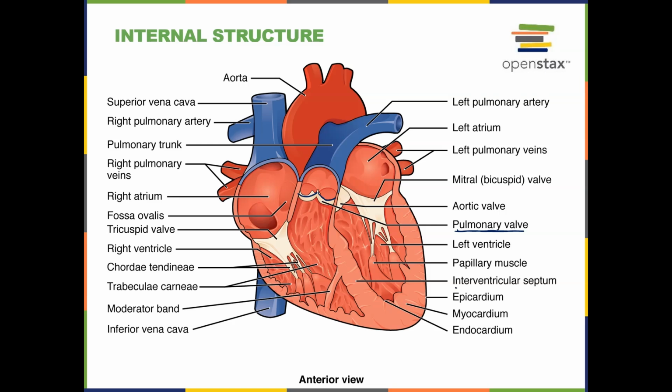Another structure we can see here is the interventricular septum, this muscular wall separating the right and the left ventricles. Fossa ovalis, oval shaped depression in the surface of the right atrium, a remnant from a structure known as the foramen ovale in the fetal heart that allows blood to flow directly from the right atrium into the left atrium.